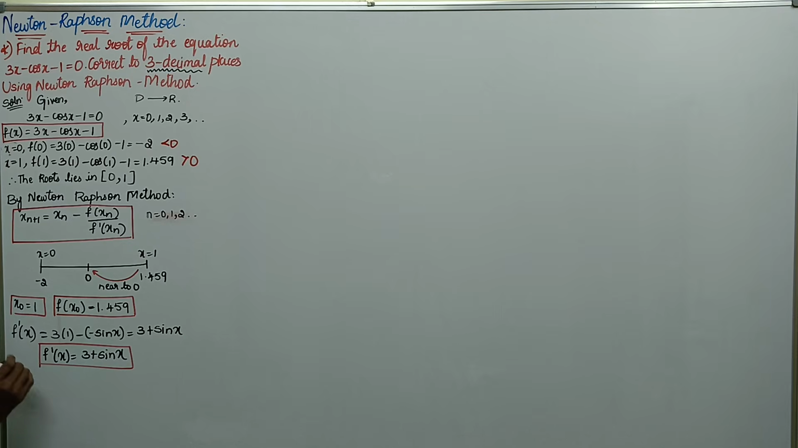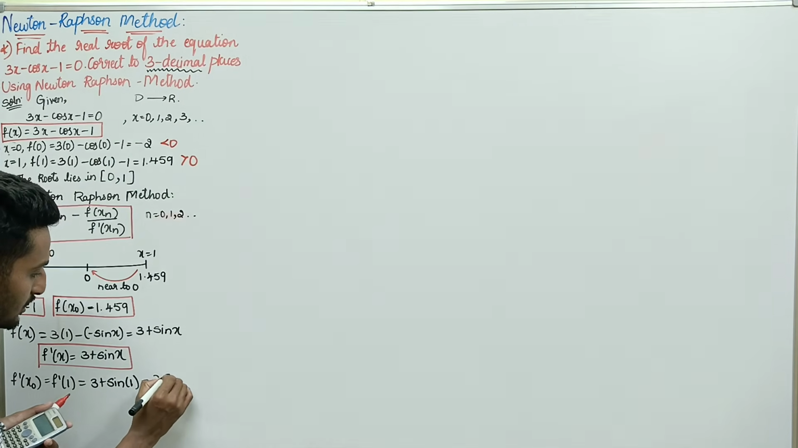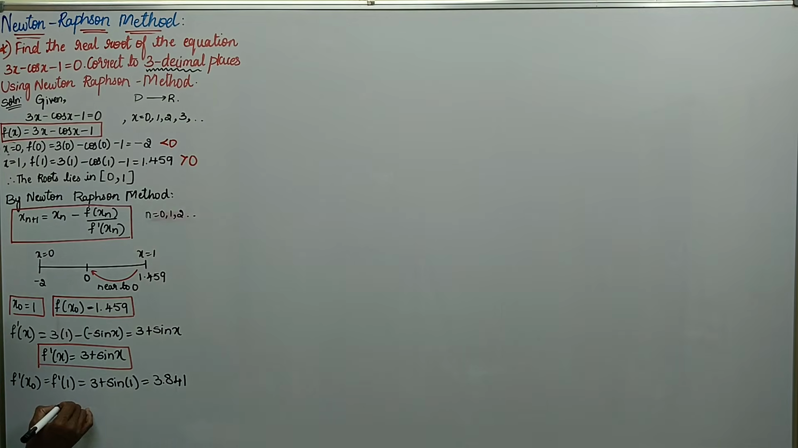That is x naught. In place of x, you are supposed to replace x naught. That is f dash of 1. See, in place of x naught, I am going to replace 1. That is 3 plus sin 1. Okay, use the calculator, represent 3 plus sin 1. You get 3.841. Since they have asked 3 decimal places, consider it for 3 decimal places itself.